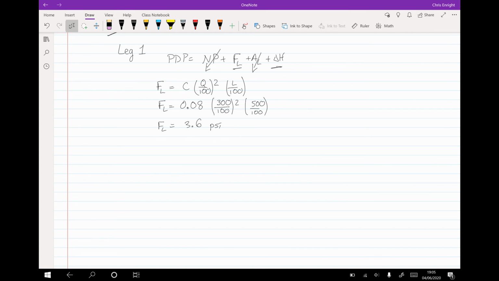Head loss from that elevation change. So delta H is equal to 50 feet times 0.434 PSI per foot. That's going to be equal to 21.7 PSI. So PDP for leg 1, or at engine 833, is going to be about 25.3 PSI. Okay, is that reasonable?